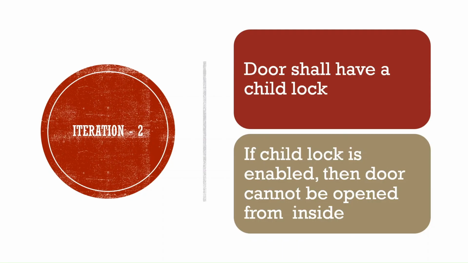In the new car, we introduce a child lock feature in the iteration 2. The child lock, if enabled, prevents the door from being open from the inside. And now let's implement this requirement in our code and see how we are able to bring this new feature.